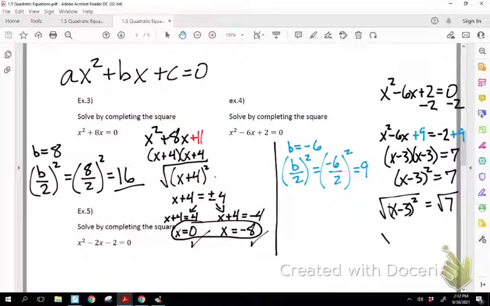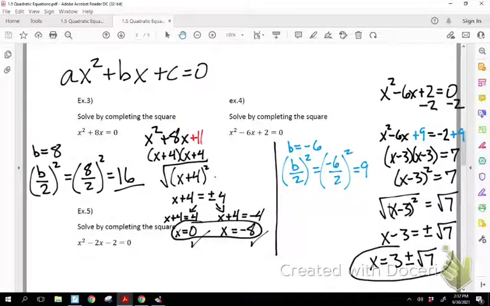And we get x minus 3 equals plus or minus square root of 7. And add 3 to both sides. And to be honest, that one is a monster to plug in. So we are just going to skip the plugging in part and just call it good with that. All right?